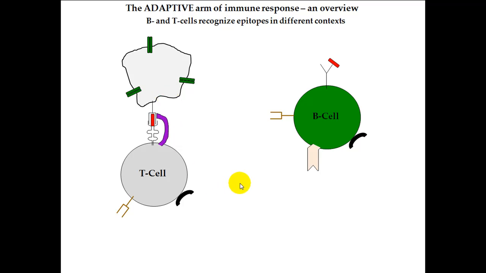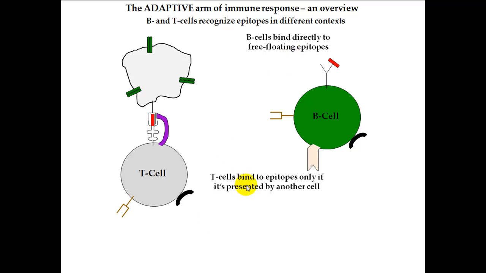So to write it down, to make it more official, one of the things that makes B cells different from T cells is that they bind directly to free-floating epitopes. On the other hand, T cells will bind to epitopes only if it's presented to it by another cell.